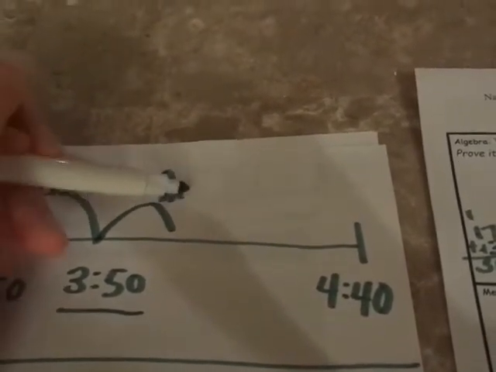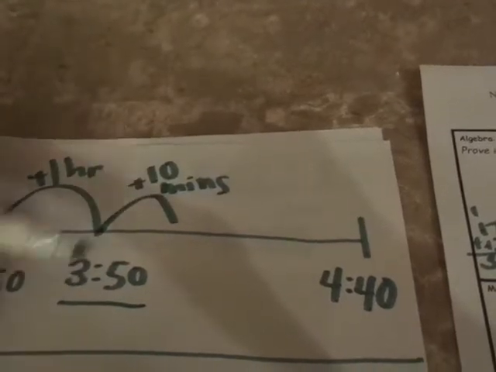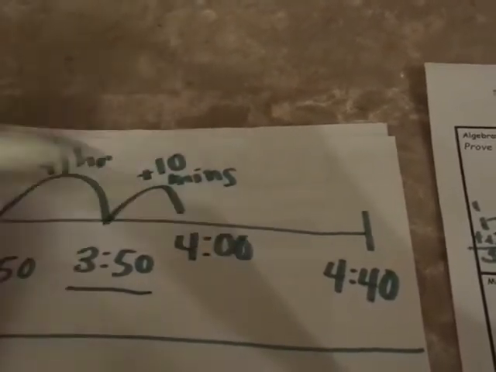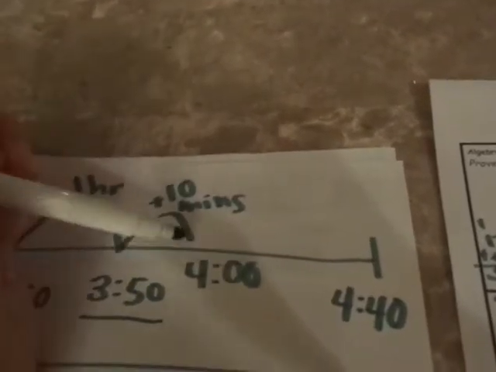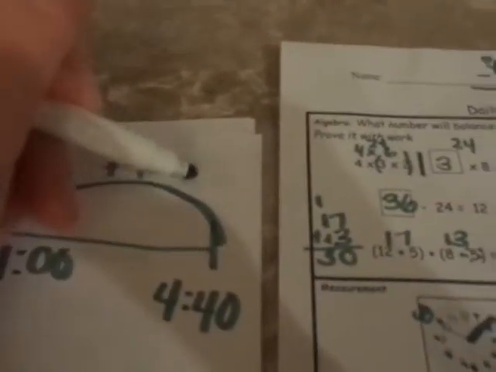So let me get this to a friendly time. I'm going to jump this 10 minutes because that's going to get me to 4 o'clock. Okay, so I took 3:50, I added 10 minutes to it to get to a friendly time, and that way I can jump the exact amount of minutes I have left. So I'm going to take this and jump my last 40 minutes.